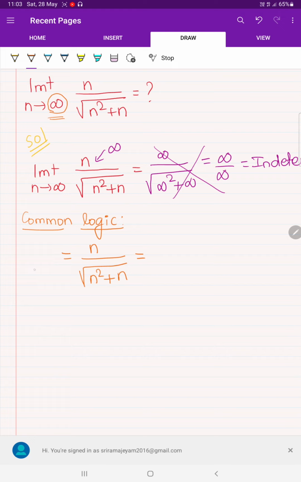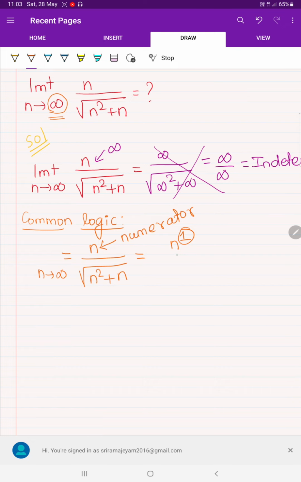What you have to do is, whenever you are replacing n by infinity, first step, cross check the highest order of n in the numerator. Highest order means what? Highest power. Here what is the highest power? Only n is there, in the power we have 1. So n power 1 is the highest order.